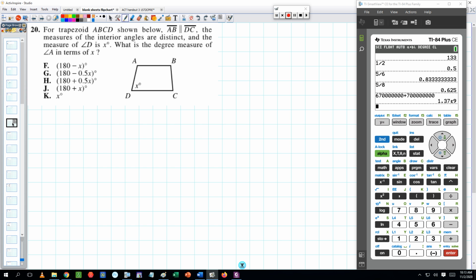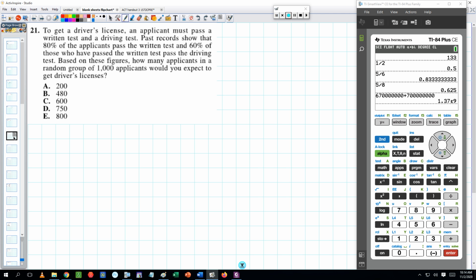For the trapezoid shown, the top and the bottom are parallel. And this measurement is D. We want to find A. All right, and these two angles, they'd be supplementary. They'd add up to be 180. So if X down there was 20, then this would be 160 because 180 minus 20 is 160. So if this one is X, then A would be 180 minus the X.